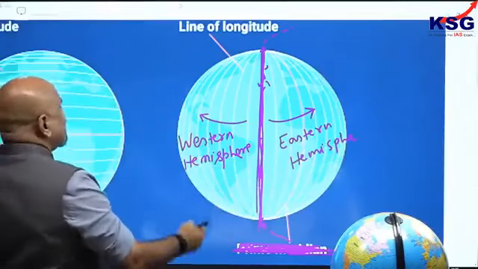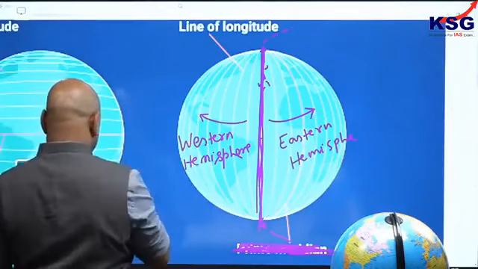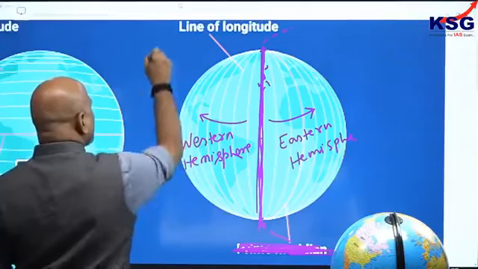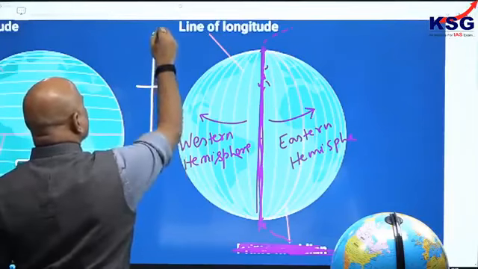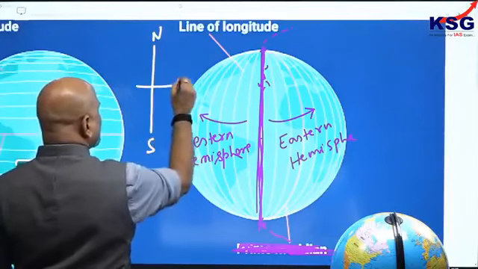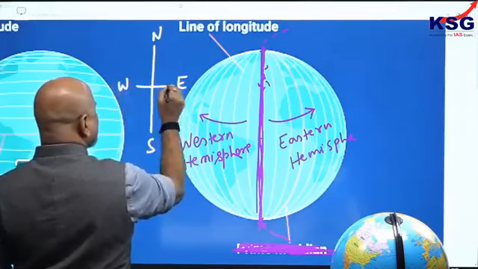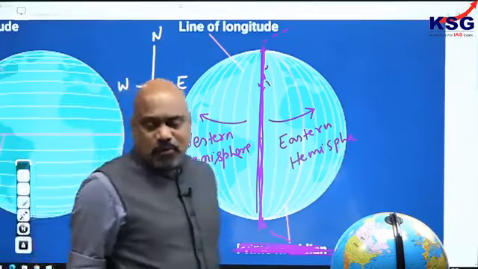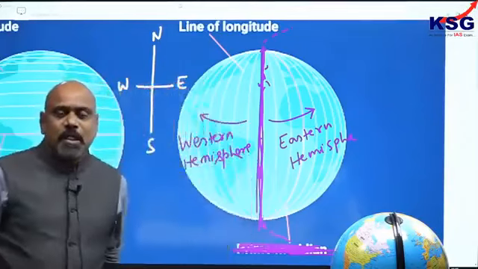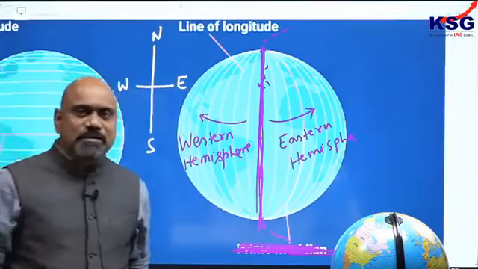You know, in geography you use direction. This is north, south, east, west. Geo coordinate, you might be knowing about coordinate, direction. North, south, east, west.